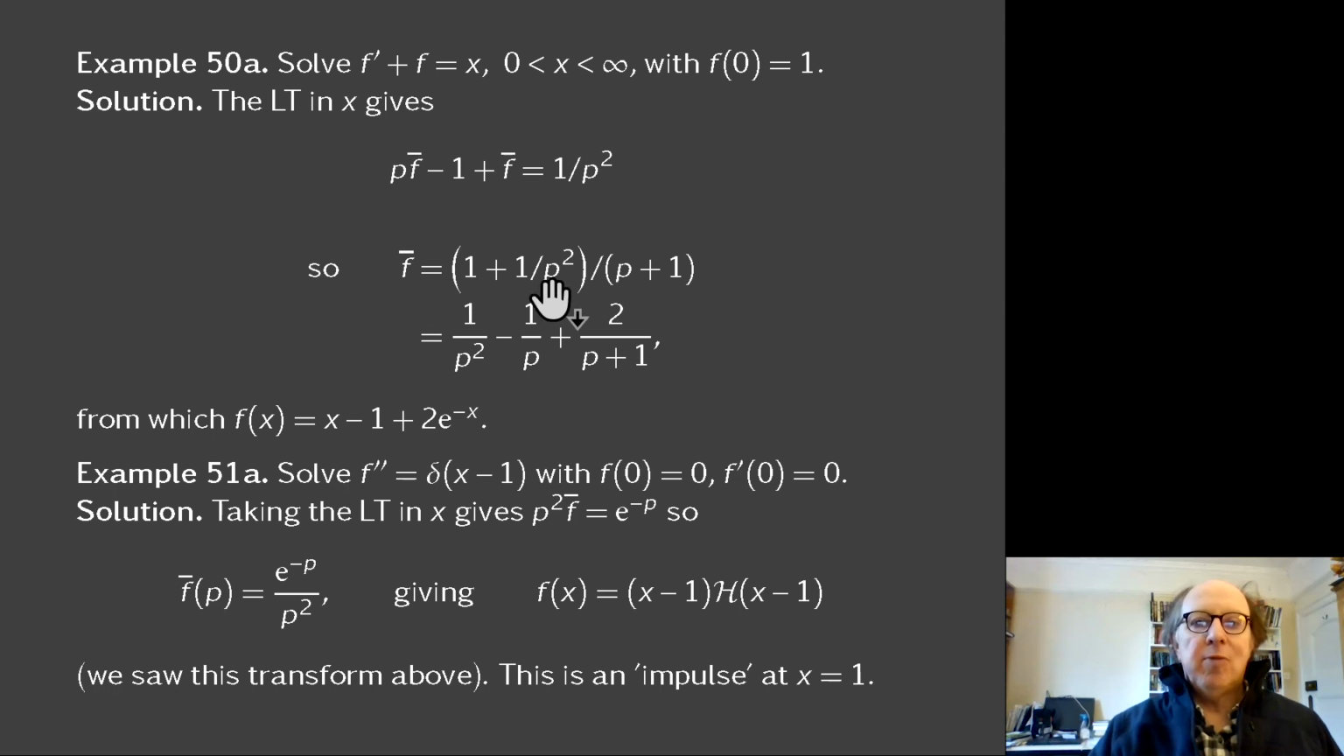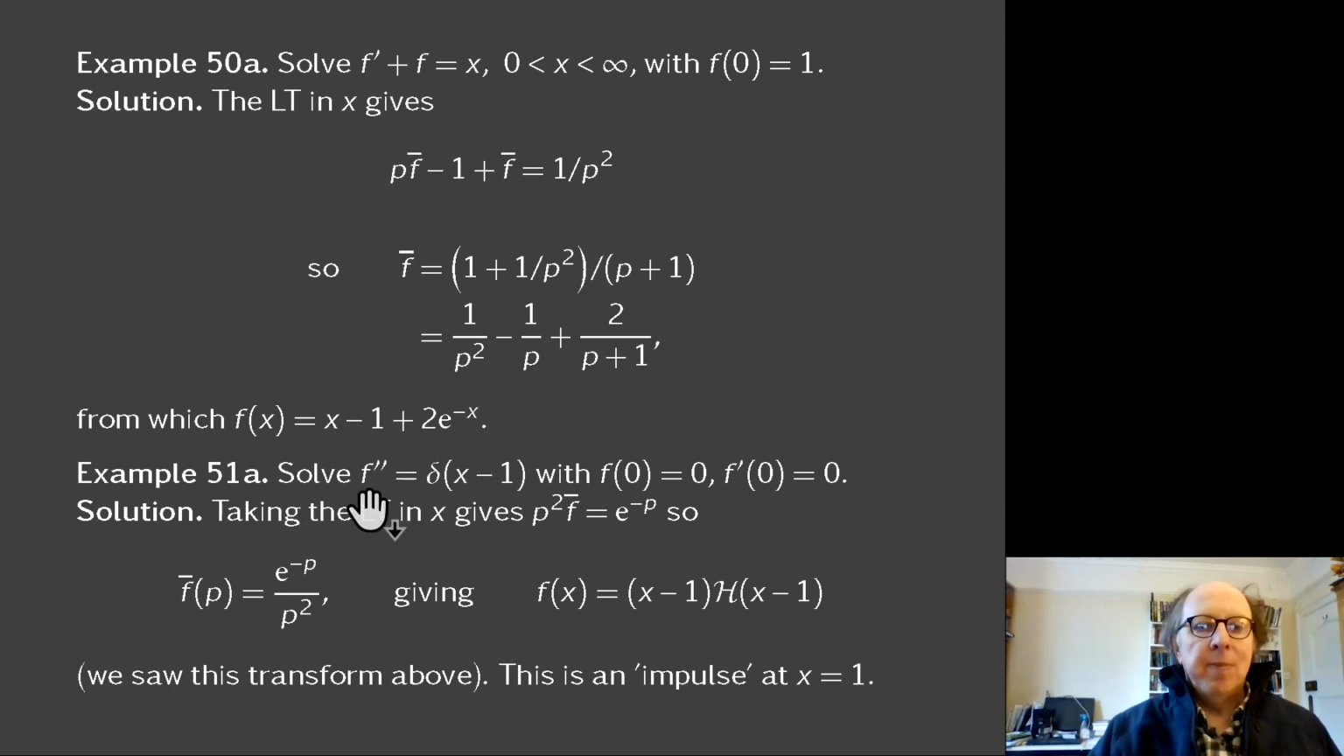F bar is (1 plus 1 over p squared), that's the 1 over p squared, divided by (p plus 1), the coefficient of f bar on the left. Put that into partial fractions. You can't do that by cover up because there's 1 over p squared, but it's a trivial exercise. And now you invert straight away: 1 over p squared gives x, minus 1 over p, plus 1 over p plus 1 gives e to the minus x, and there are 2 of those, and there is your answer.